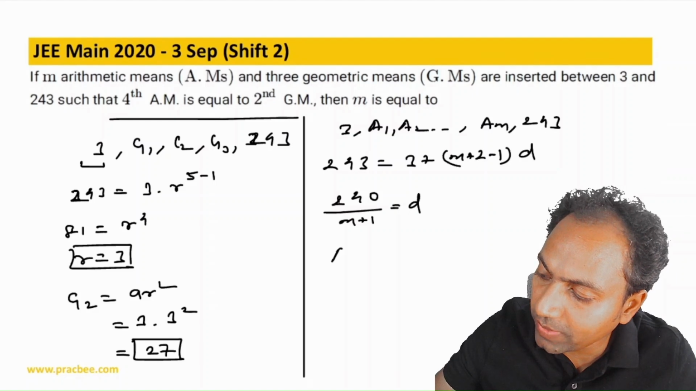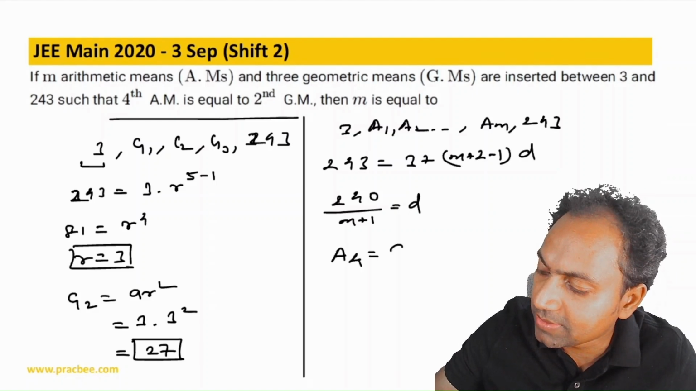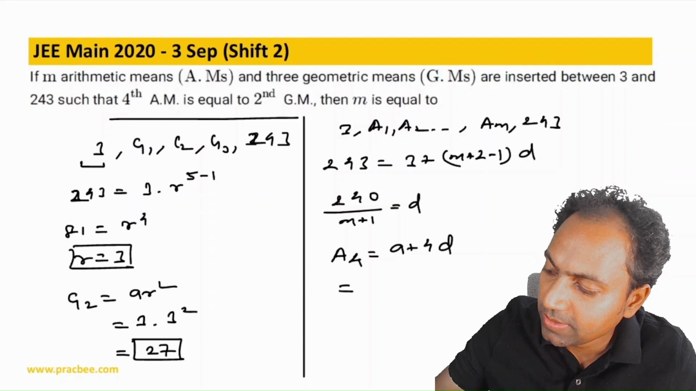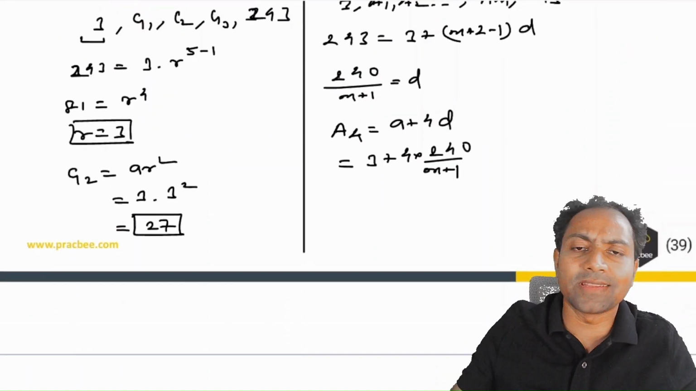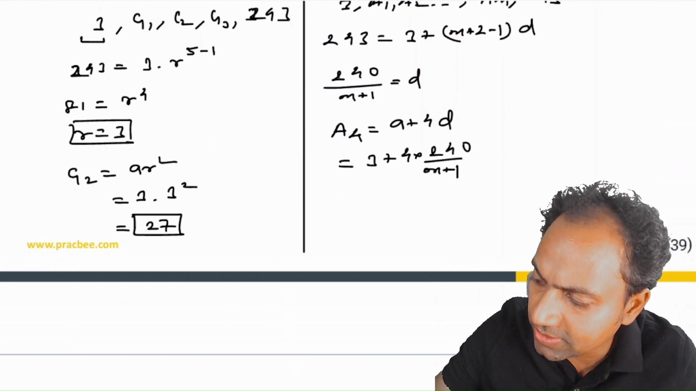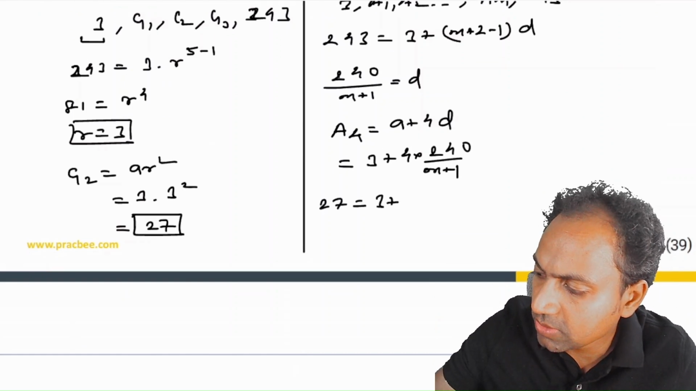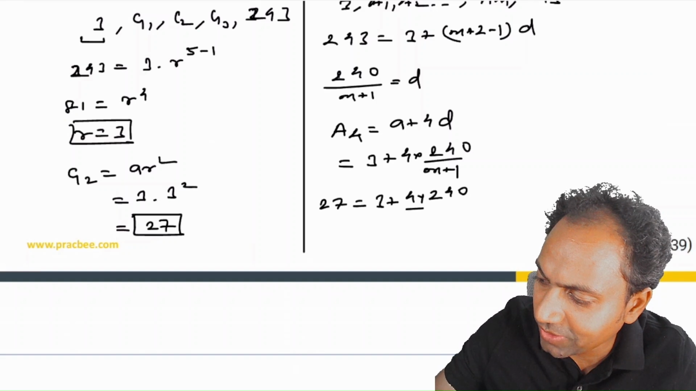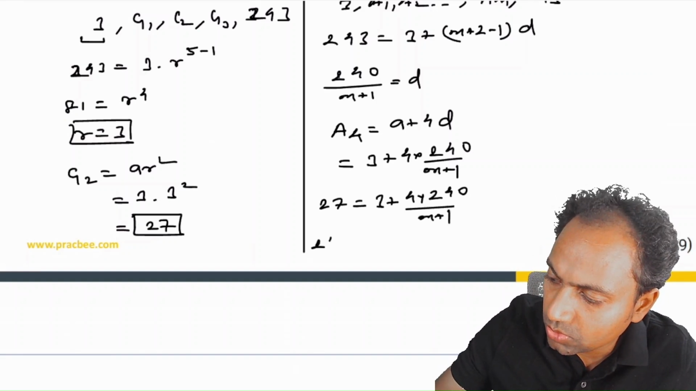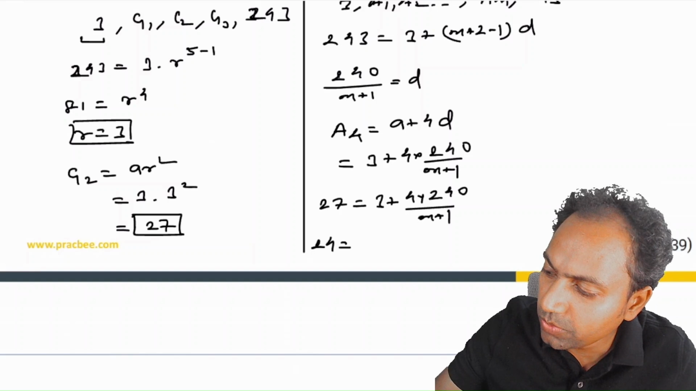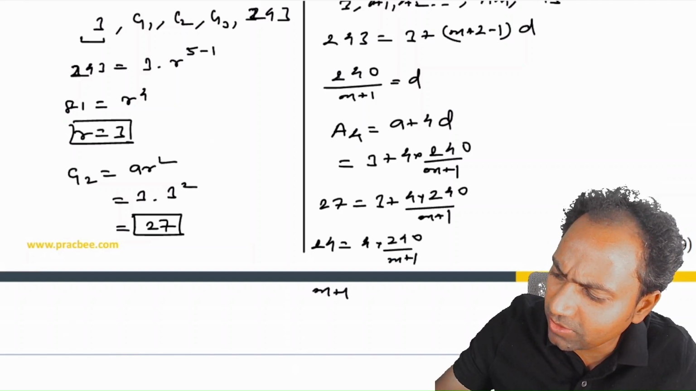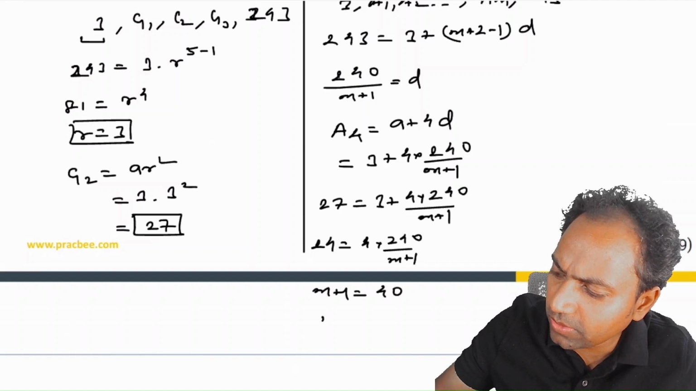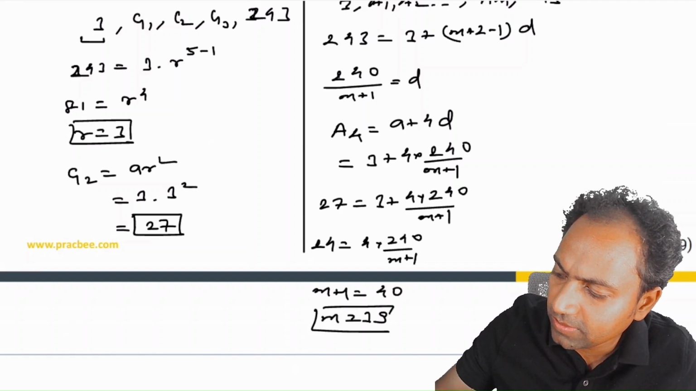So if I want to find the value of the fourth arithmetic mean, it is going to be A plus 4D. A is nothing but 3. 4 into D is nothing but 4 into 240 by M plus 1. Now they are saying that this A4 is equal to nothing but 27. So let us equate this to 27. So 3 plus 4 into 240 by M plus 1. So 24 is equal to 4 into 240 by M plus 1. And you can see that the value of M plus 1 is coming out to be 40, or M comes out to be 30. So quite a simple question.